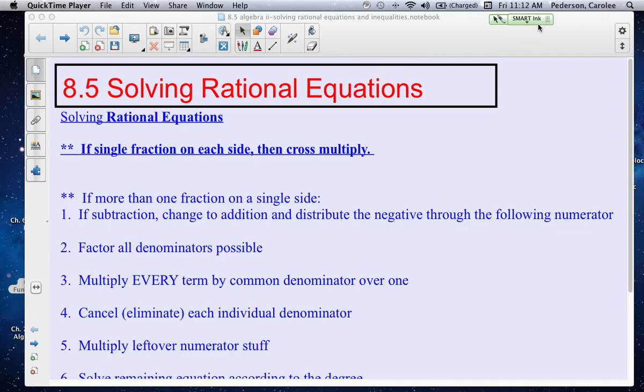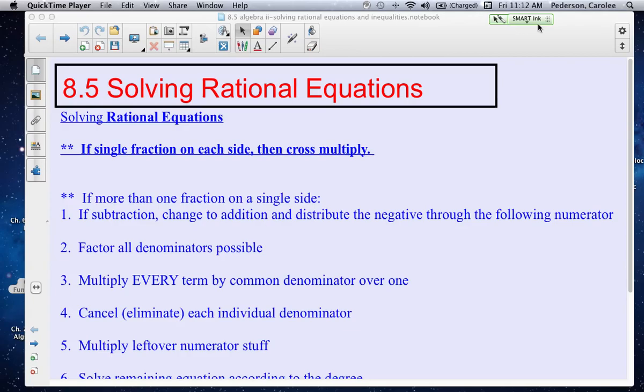This is 8.5, solving rational equations. We are going to solve rational equations by two different styles. One setup is when you have a single fraction on the left and a single fraction on the right, then you just simply cross multiply. You don't need to write these steps down. You'll get enough practice in the examples today.